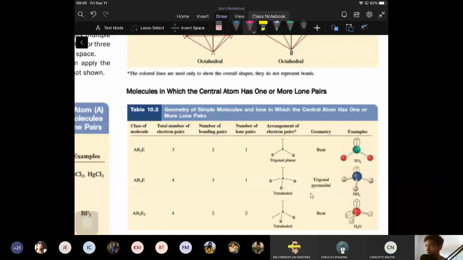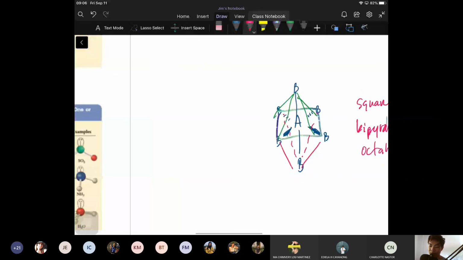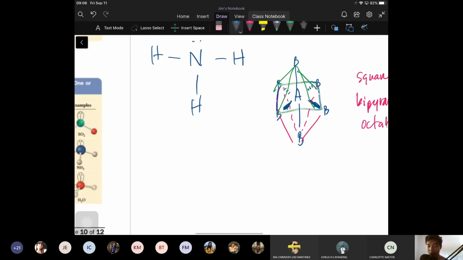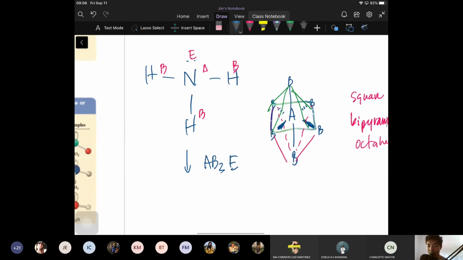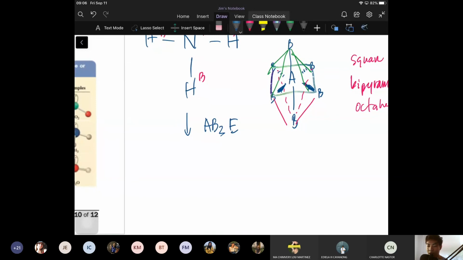AB3E, trigonal pyramidal, no? So one example would be ammonia. So paano mo i-drawing yan? So yung ammonia, di ba ganyan yan pag nag-Lewis structure kayo, no? Since AB3E yan, this is your A, this is your B, tatlong B yan. As you have your E, no? Lone pair sa central atom. Then it should be in shape na trigonal pyramidal, no?